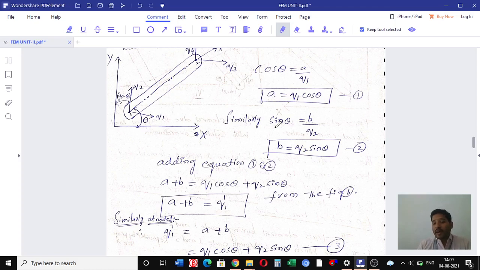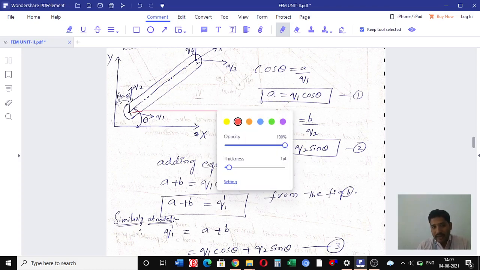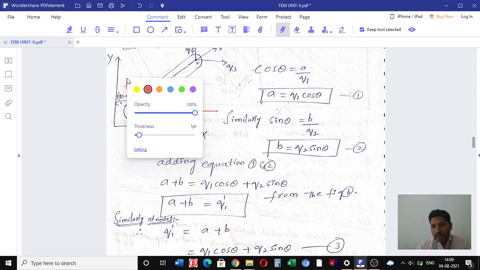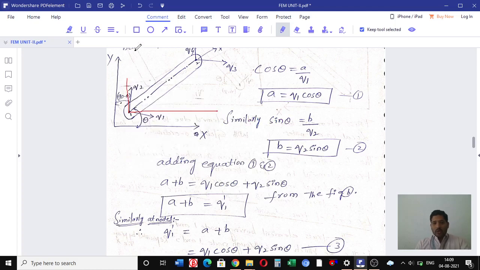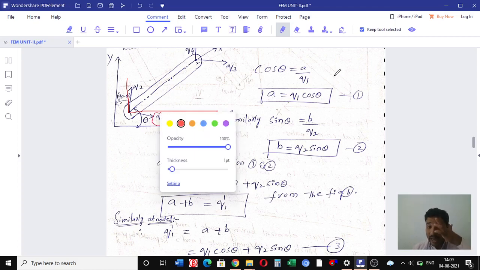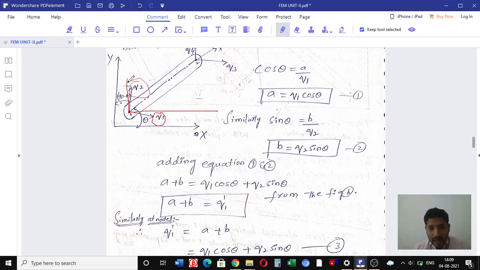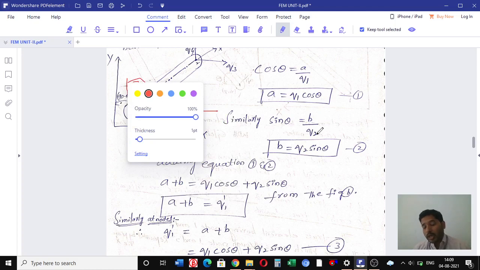Similarly, if you want to find sin theta in the vertical direction, this is the x direction and this is the y direction. Clear? Done. Let us see. In the x direction, which is the horizontal direction, q1 is acting. For that reason I represent a by q1. In the vertical direction q2 is acting, and that's what I represent as b by q2.